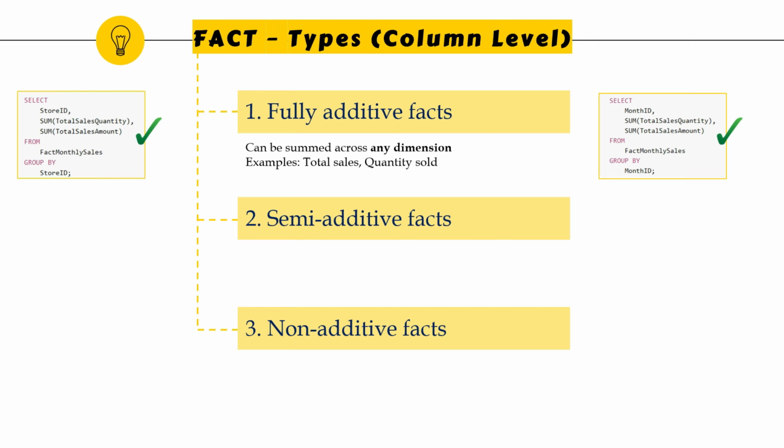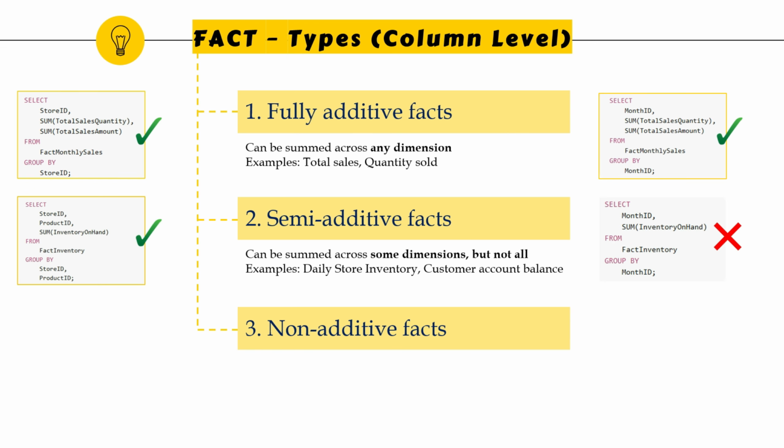On the other hand, some facts are semi-additive. These can be summed across some dimensions, but not all. For example, take inventory on hand. You can sum it across stores or products, or even both stores and products, but not across date or time dimensions. Adding this month's inventory to last month's inventory just doesn't make sense.